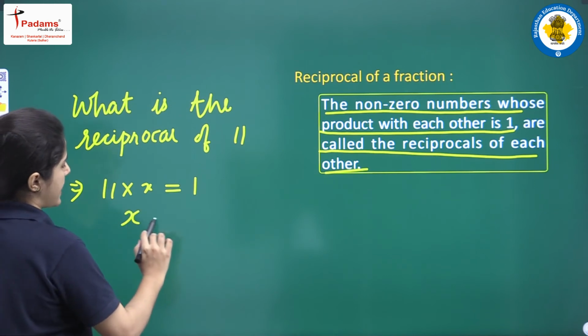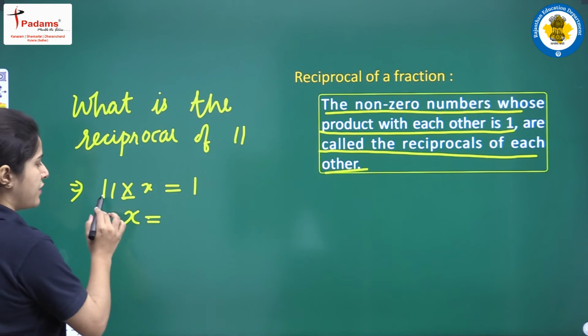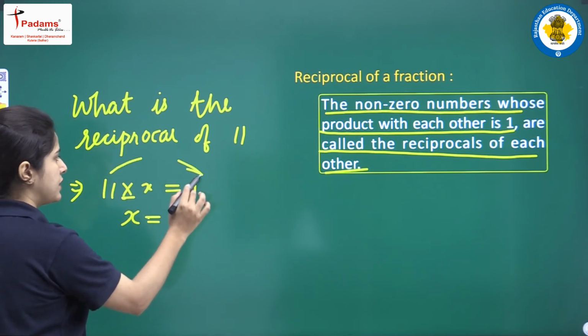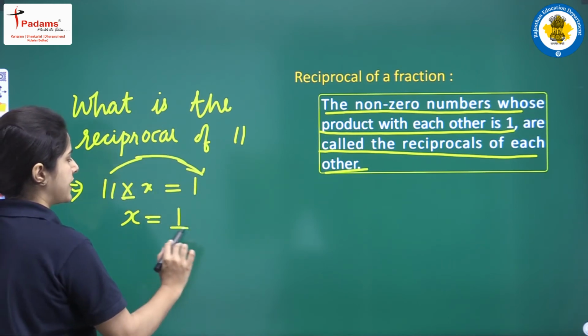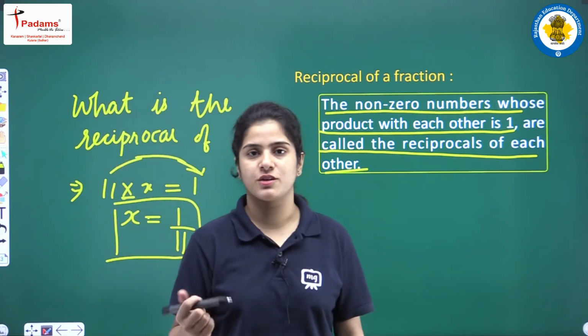So, keeping the x as it is, we know that when this is in multiplication, when it wants to go to the other side, it will get divided, alright students. So, in this way you can also find the reciprocal of a fraction, alright students.